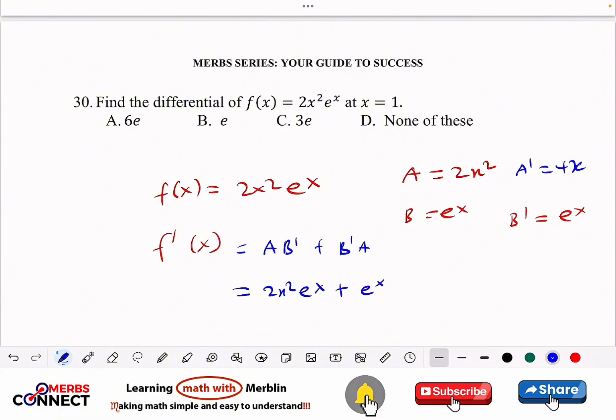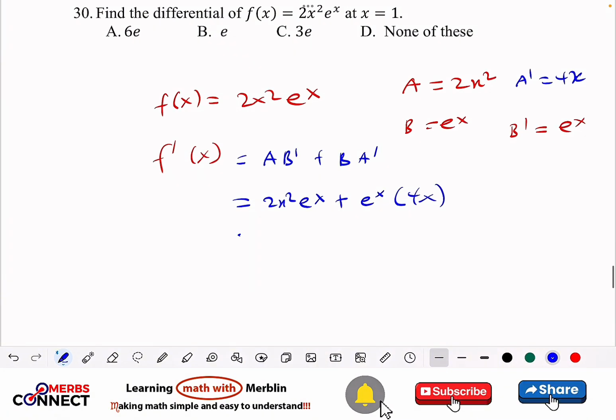e^x. Is that right? This is a times b prime. a times b prime. Okay, and then this one is a times b prime. So this one's supposed to be a prime. Good. So I was just confused. Good. So this one is going to give us 2x squared e^x plus 4x e^x.